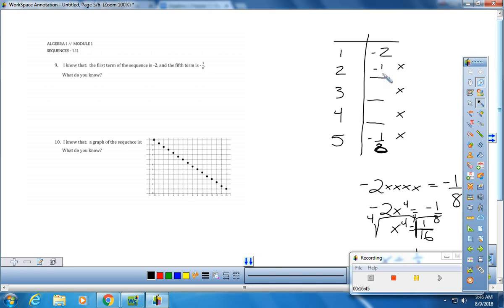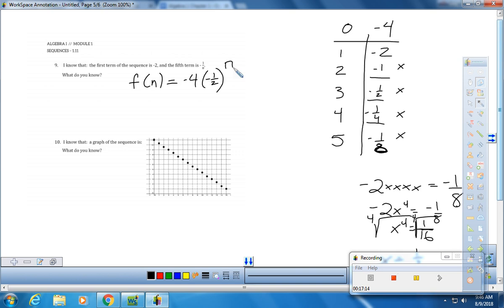So this is going to be negative 1, negative 1 half, negative 1 fourth. All right, so if we had 0, it would be negative 4. And so this is going to be f of n. Where do we start? Negative 4 times negative 1 half to the n power. Does that work?